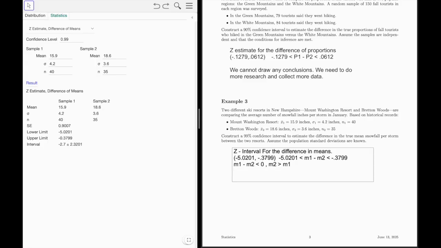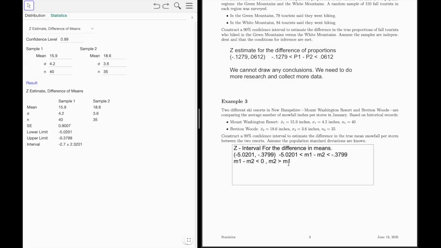So what does this tell us? Remember, mu1 is the mean for the snowfall in Mount Washington, and mu2 is the mean of the snowfall in Bretton Woods. So that means the mean snowfall for Bretton Woods is bigger than the mean snowfall for Mount Washington.